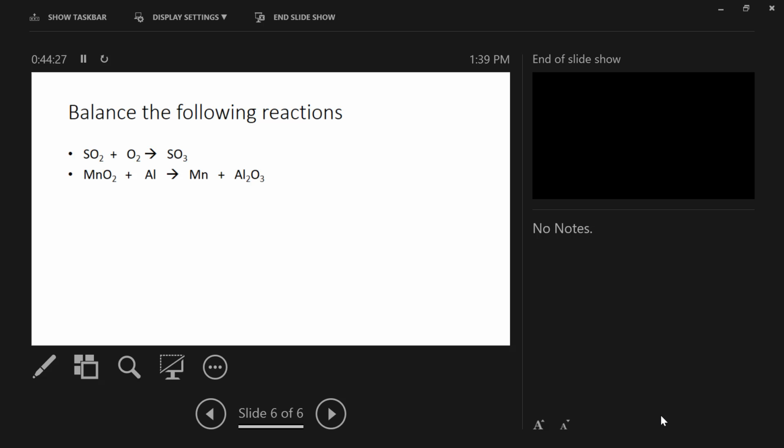Okay. How many manganese do we have on the left? 1. How many on the right? 1. Okay, well that's balanced. How many aluminum do we have on the left? 1. How many on the right? 2. That's not balanced. How many oxygen on the left? 2. How many oxygen on the right? 3. You ready? So which one is the most out of balance? Probably oxygen, because to get 1 to equal 2 is very easy. To get 2 to equal 3 is a little bit more complicated. Right? So let's go ahead and do oxygen.